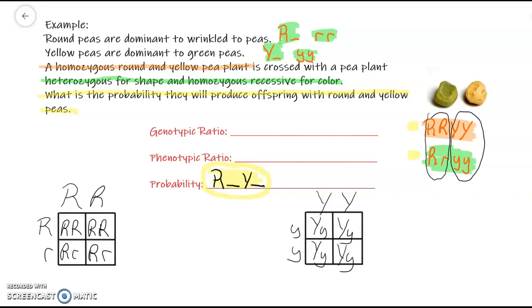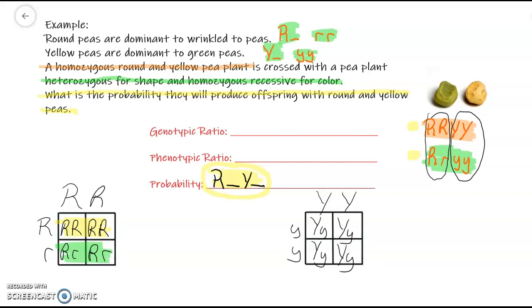And now we can go through and interpret, starting with the shape for the peas. All right, every single pea is going to be round. 2 of the 4 will be homozygous dominant. 2 of the 4 will be heterozygous, also for the dominant trait.